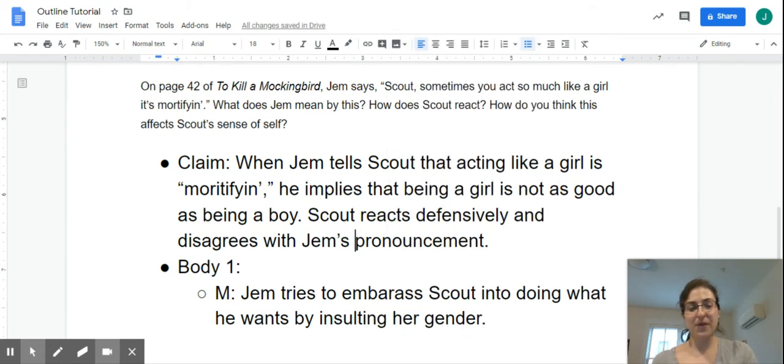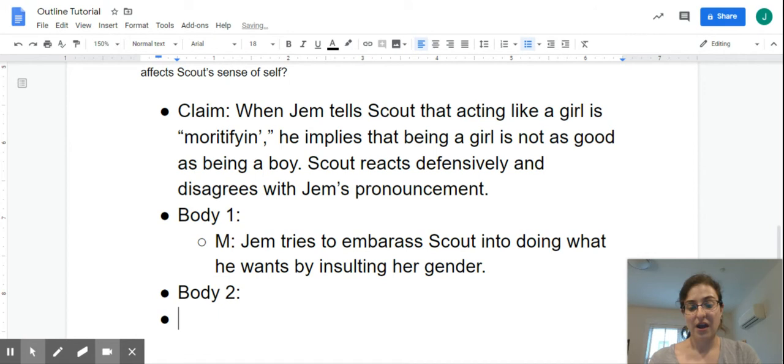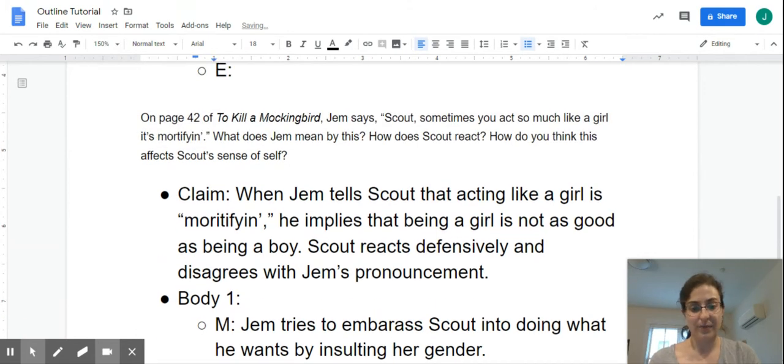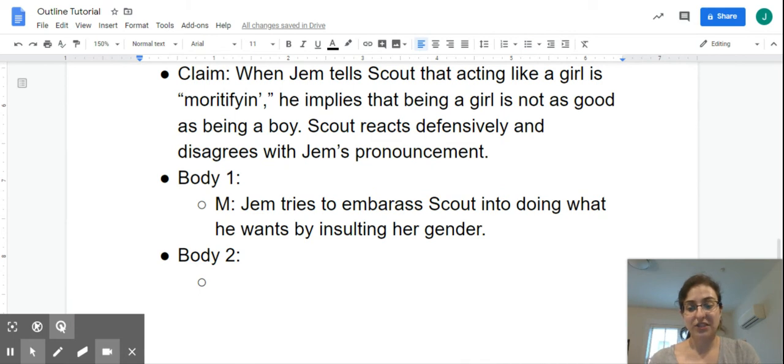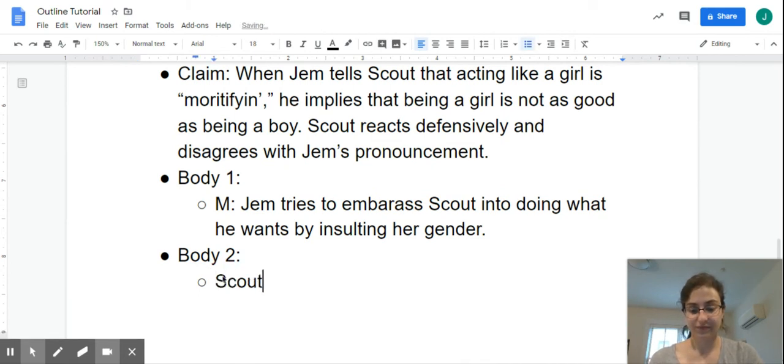And I'll start with my main ideas just to keep things simple, and then I'll go into the book and find some evidence. So for body 2, I want to talk about, how does Scout react? Scout reacts defensively.